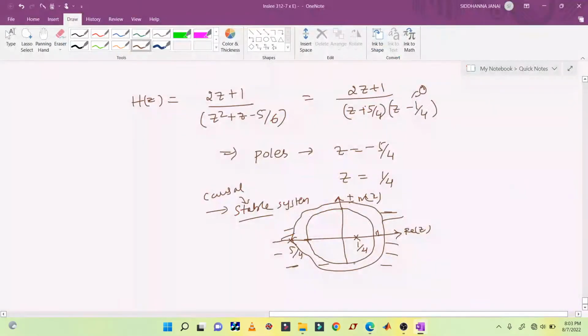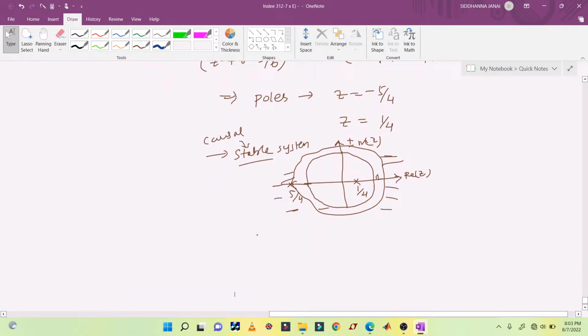Let me draw it over here. For this second problem, what we get is z equal to minus 7/8 and z equal to minus 7/8. Two poles are there at minus 7/8. Minus 7/8 is obviously greater than minus 1. Our unit circle will be like this. So this is 1, and we get minus 7/8 here. There are two poles at minus 7/8. So it is obviously inside the unit circle.